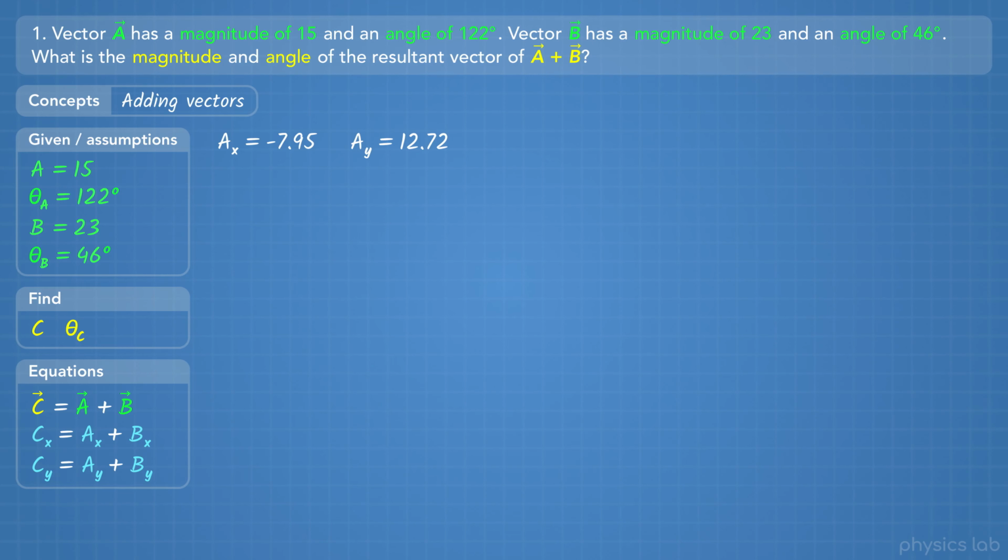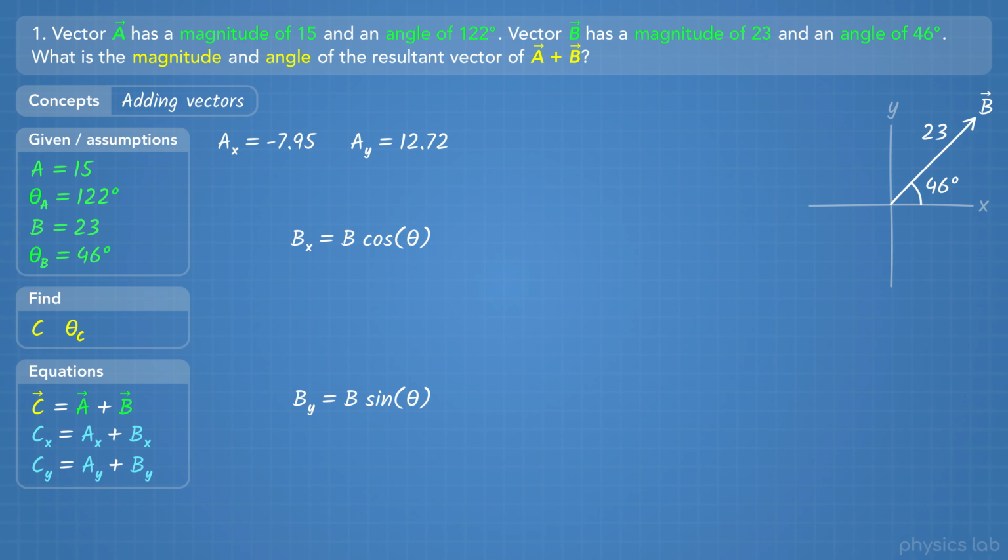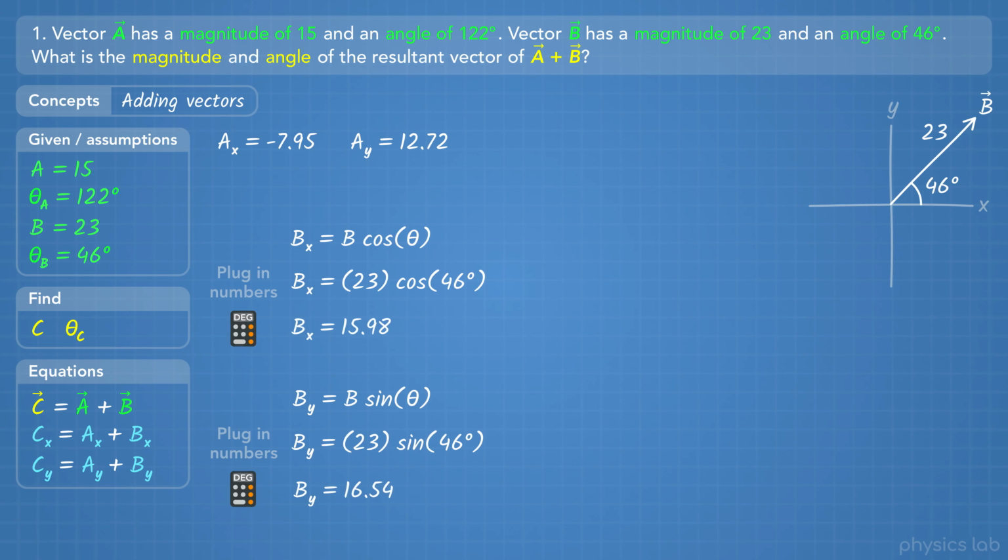Now let's find the components of vector B. Just like with vector A, Bx equals B times the cosine of theta, and By equals B times the sine of theta. Now we plug in 23 for B and 46 degrees for theta, and we find that Bx is 15.98 and By is 16.54. Let's also write those at the top.